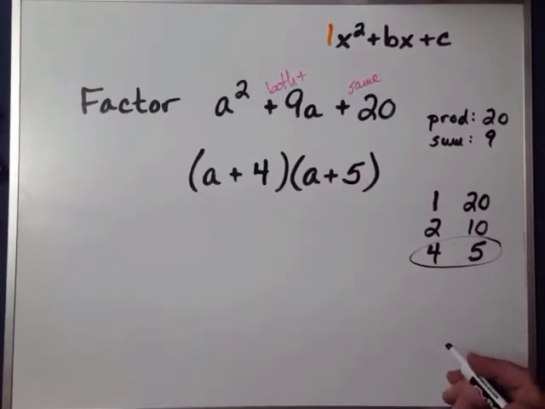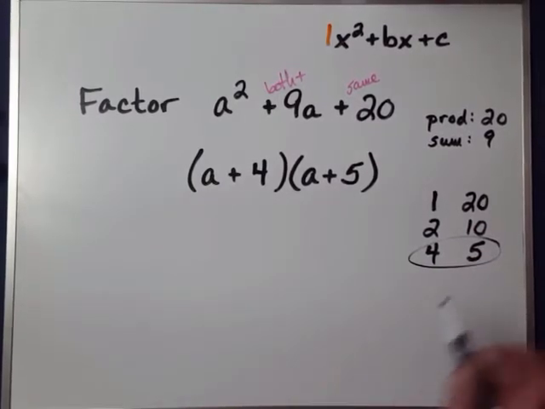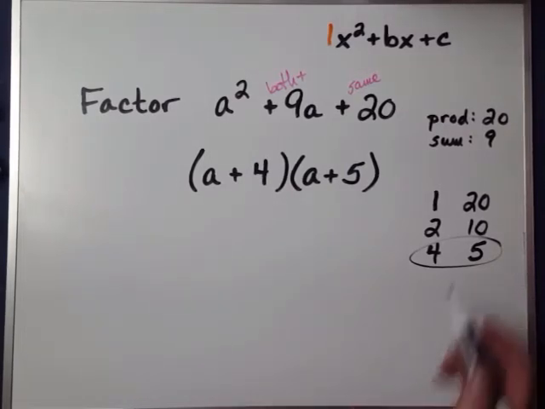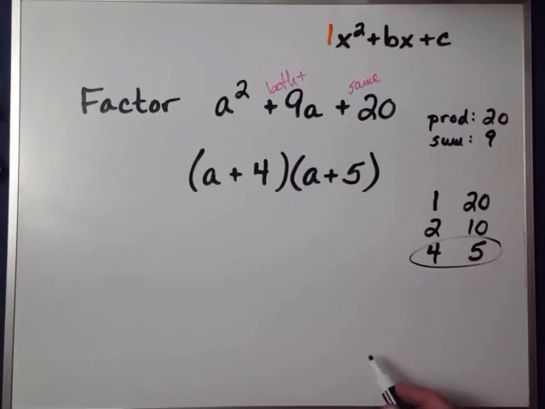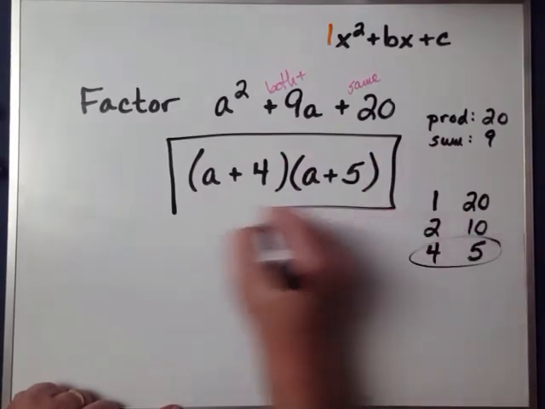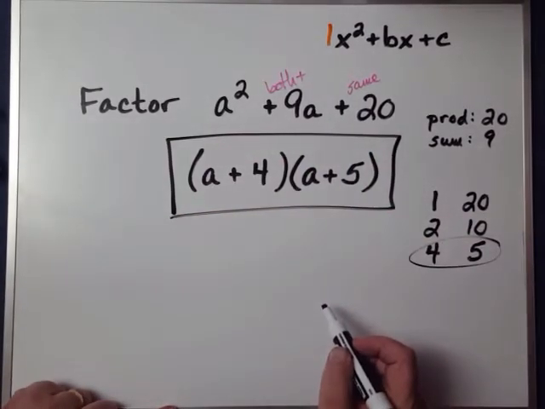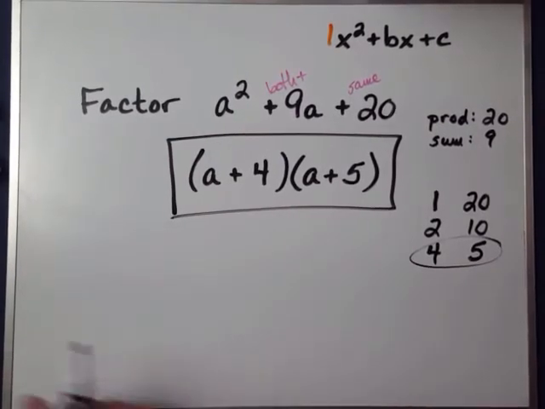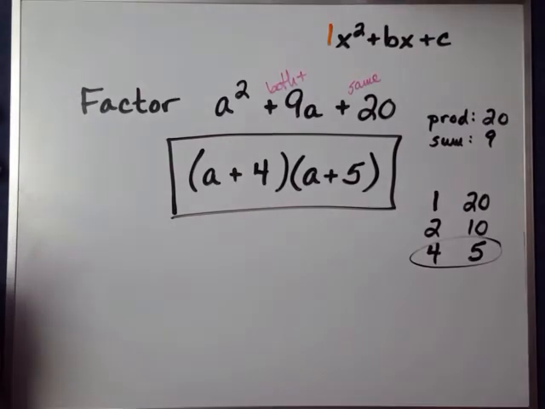So I have this guaranteed method. We said back in chapter 1, being able to list all the factor pairs of a number was going to become very important to us. Well, it just has. Again, we saw a little bit of this in 5.1. But now it's even more critical here in 5.2 that you be able to list out the factor pairs of any number. I'm looking for two numbers whose product is 20, whose sum is 9. Once I find those two numbers, I've got my factors. And then I want you to check these by multiplying them back together.